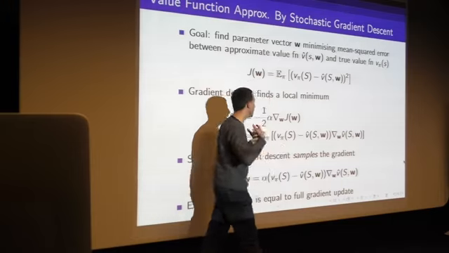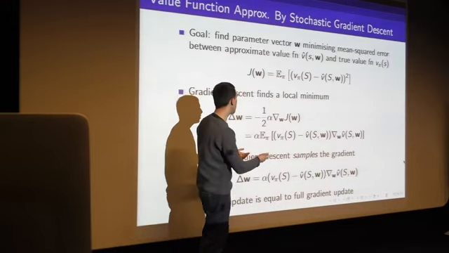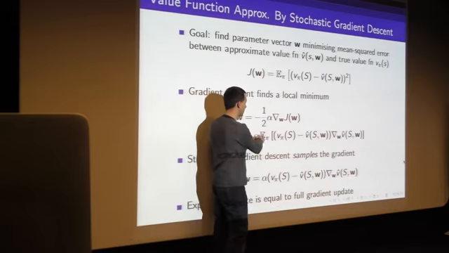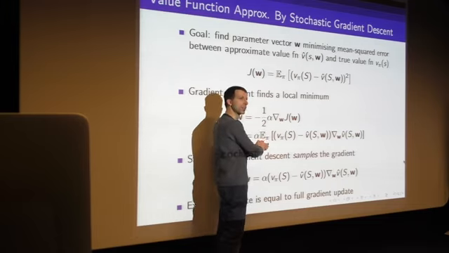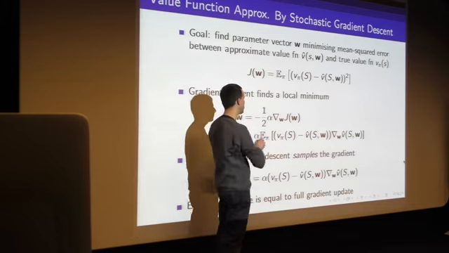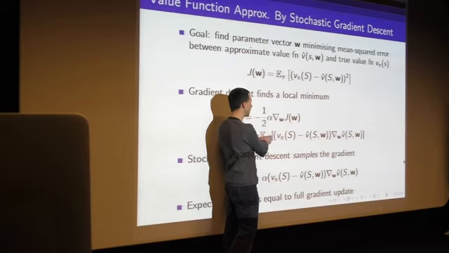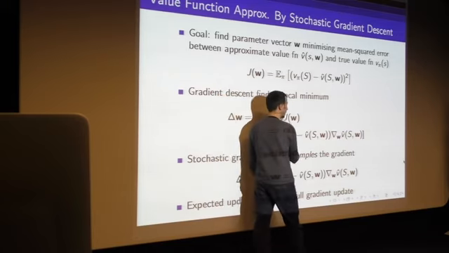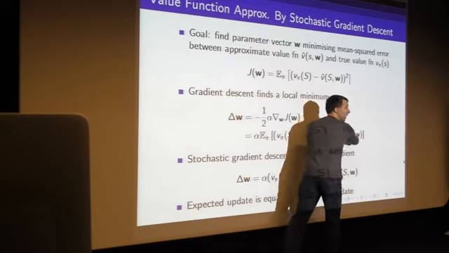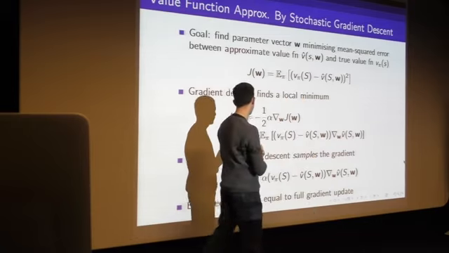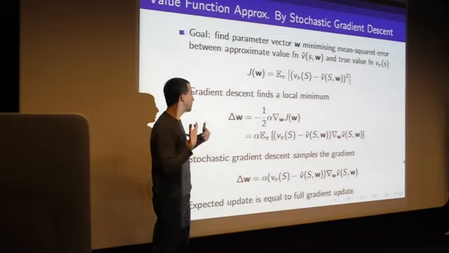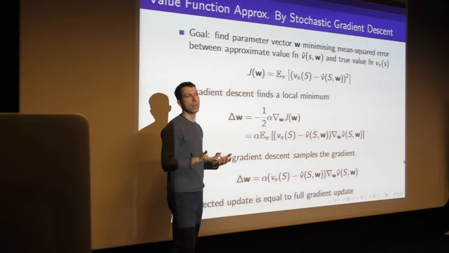So to do gradient descent, all we need to do is move a little bit. So forget the expectation for a minute. That's just going to be averaging over all the samples we see. We're going to move a little bit in the direction of the error that we see in each state, multiplied by the gradient. And then the way to deal with the expectation is by using stochastic gradient descent.